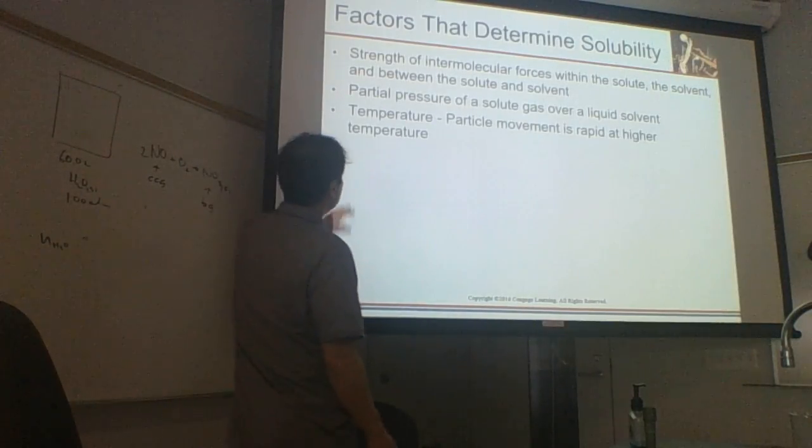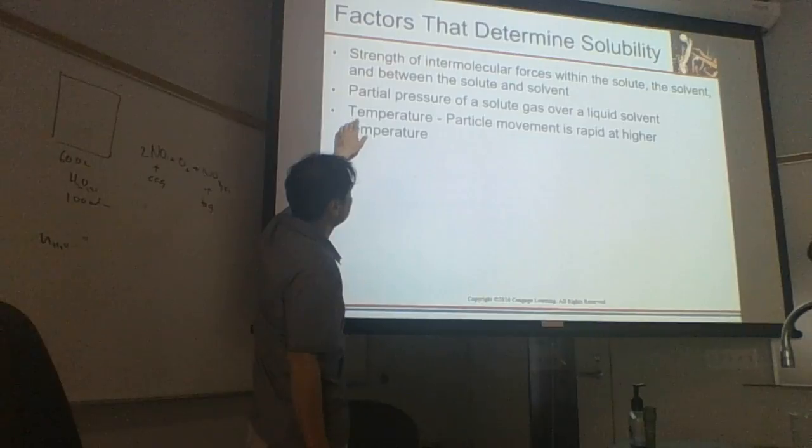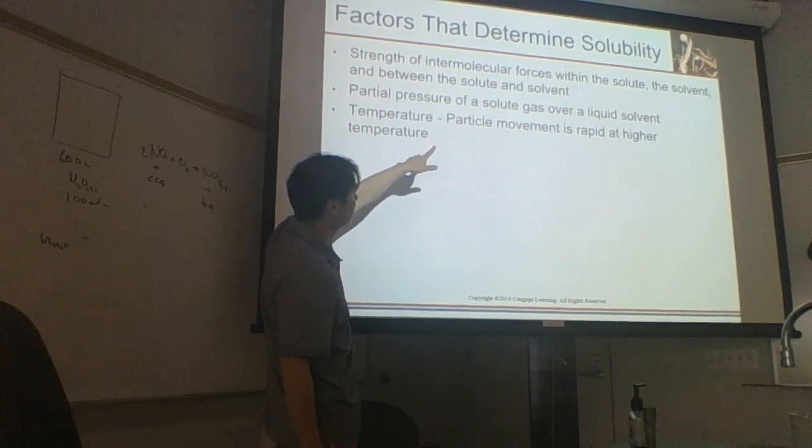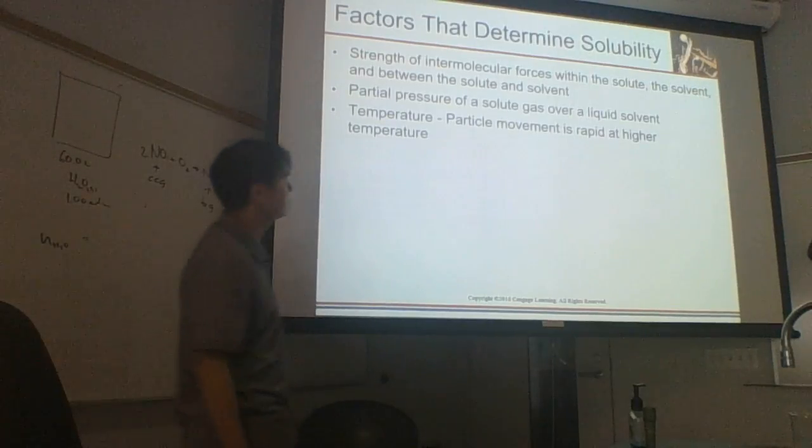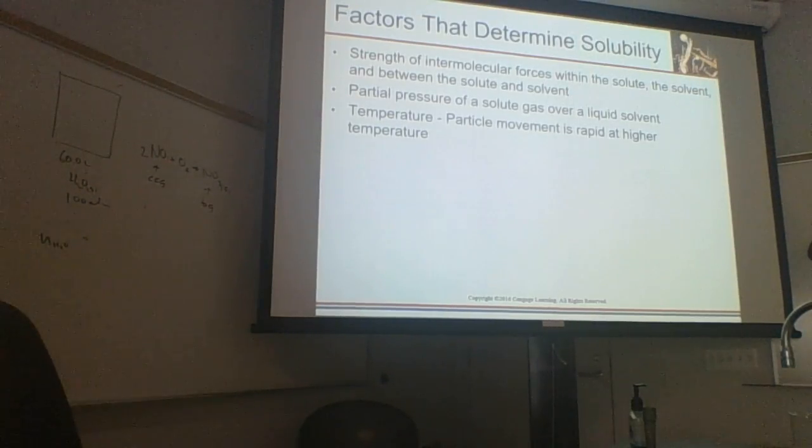And then these two factors, pressure and temperature. Pressure affects the solubility of a gas, like CO2. Temperature affects the solubility of solids and liquids, like sugar and water. Temperature also affects the solubility of a gas. At high temperatures, gases become less soluble. At high temperatures, solid solutes become more soluble. So they have an opposite effect.